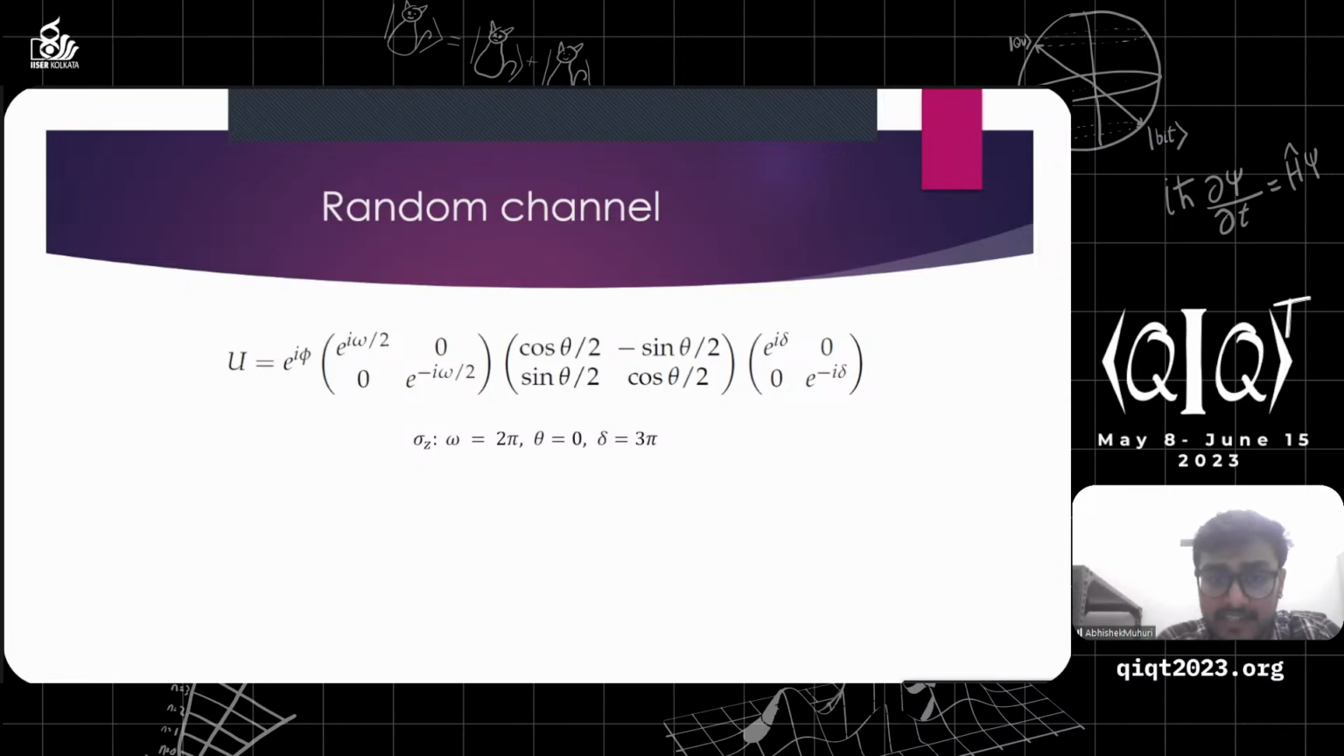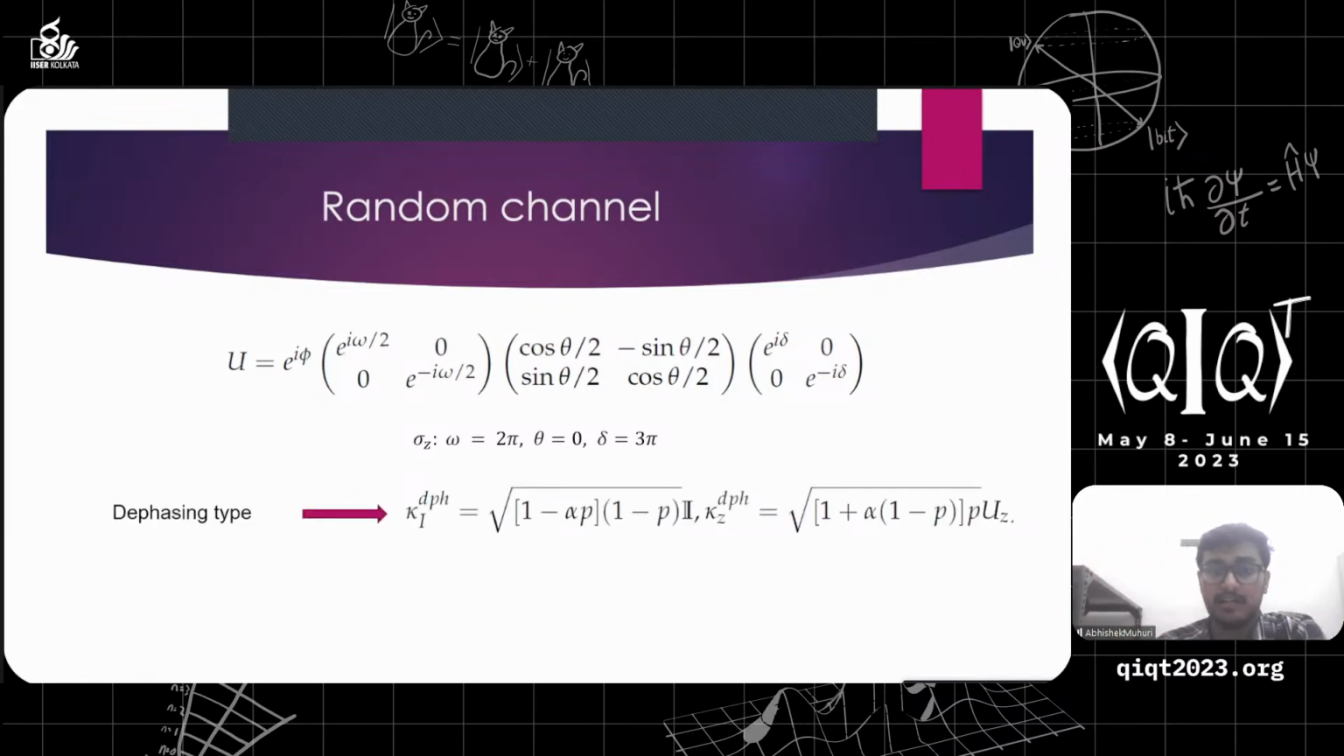The epsilon will define the randomness in the channel. So for example, if you want to model some random unitary which acts like sigma z but is not actually sigma z, we see that sigma z occurs when omega is equal to 2 pi, theta is equal to 0, and delta is equal to 3 pi. We'll take this omega, theta, and delta value in such a way that we have replaced this sigma z by Uz here.